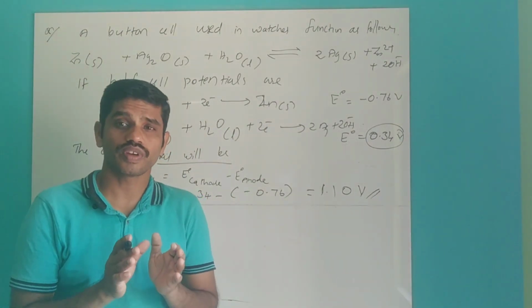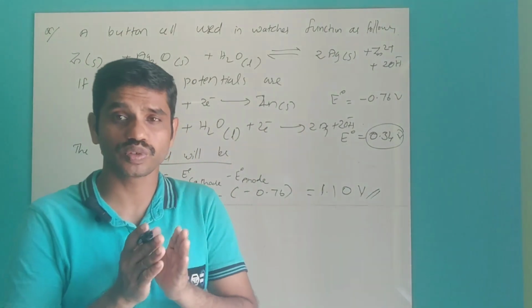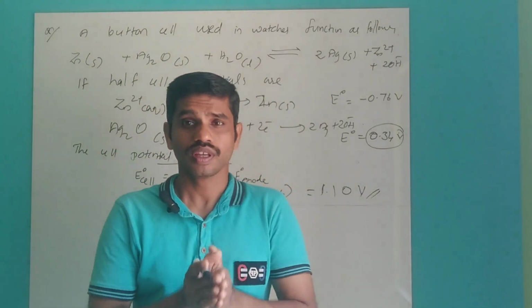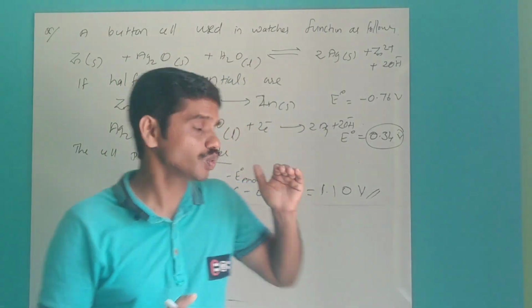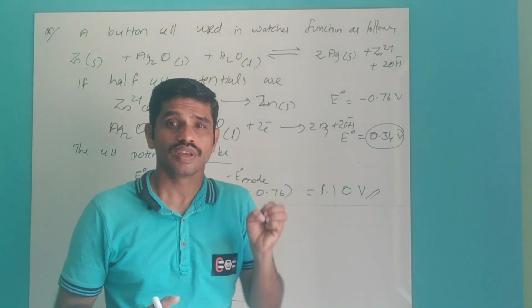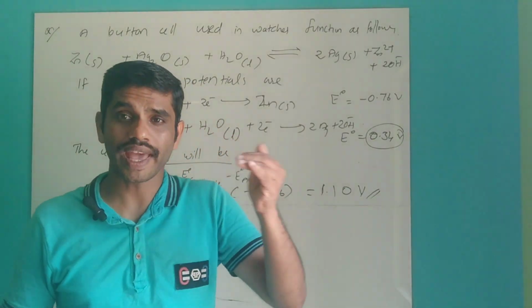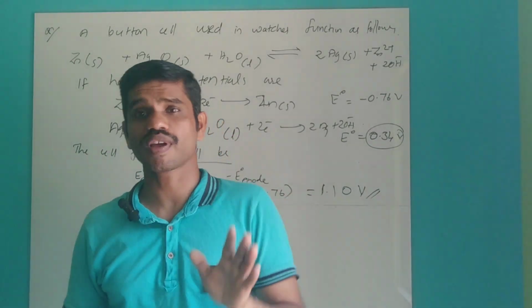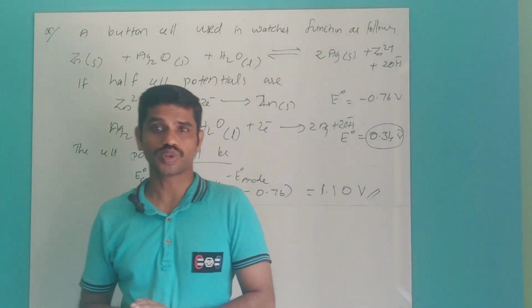Very simple to find out the E cell. E cell or E0 cell is equal to E0 of cathode minus E0 of anode. That is, when two equations are given, the one with less value will be the anode value, and the one with higher value is the cathode potential.